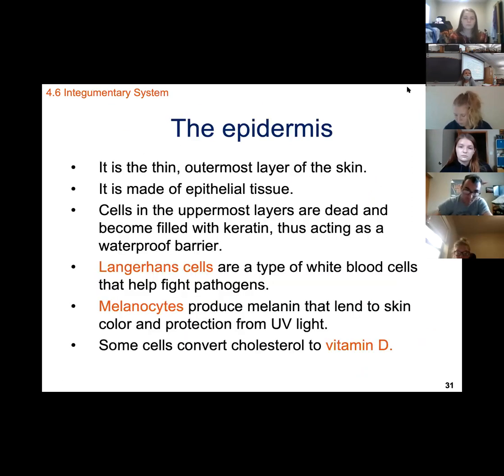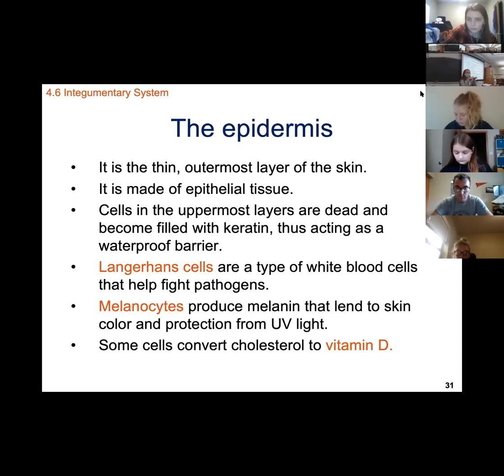Okay, so we have the epidermis. This is that thin outermost layer of skin. It's made of epithelial tissue, which is why we're talking about it, because we're talking about tissues today. It is the upmost layers of your skin that are actually dead and become filled with keratin, thus acting as a waterproof barrier. Okay, so yes, the skin that you are looking at right now is dead. That's why it has a different color than if you were to get a paper cut on your hand and you could see the inside of your skin is a little bit more pinkish red.